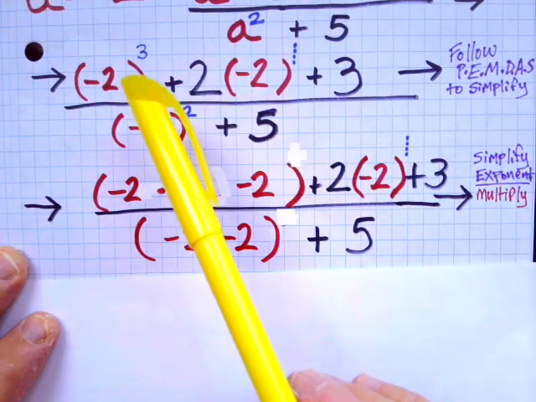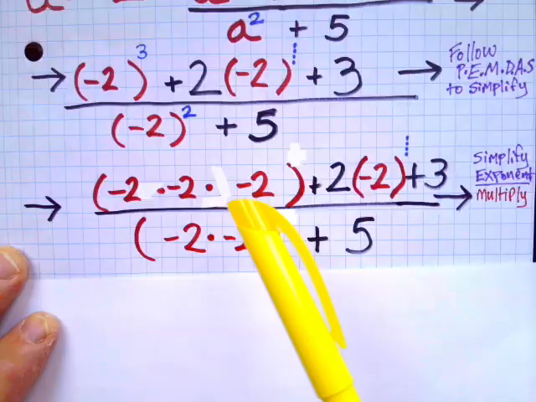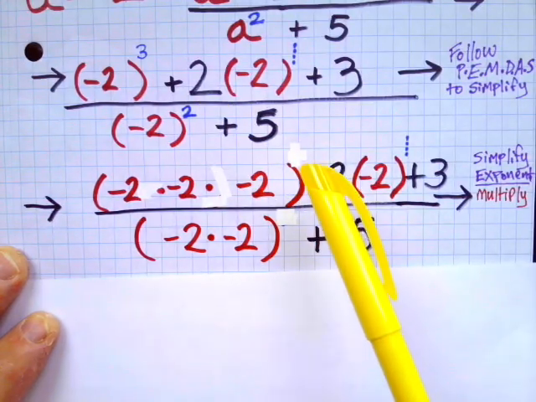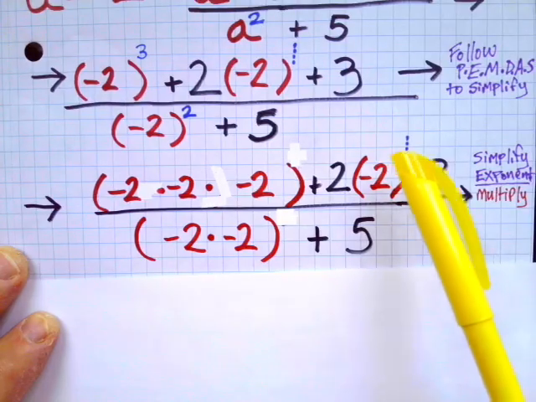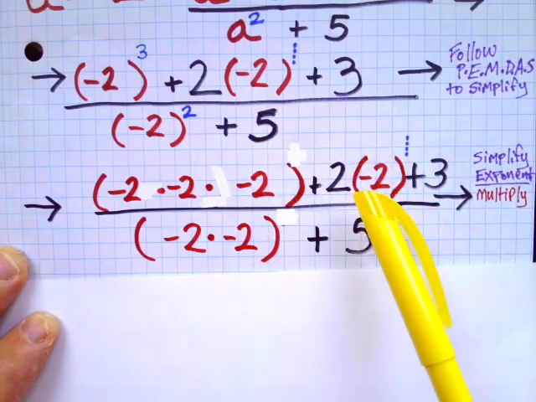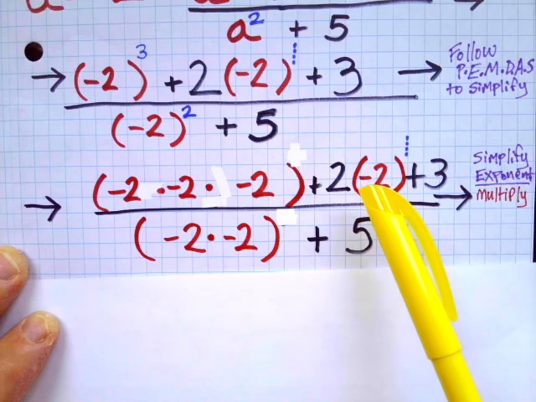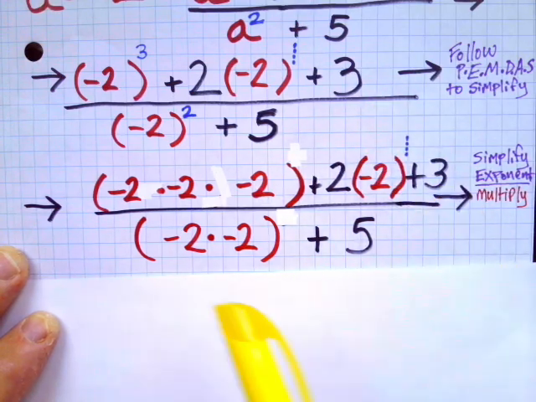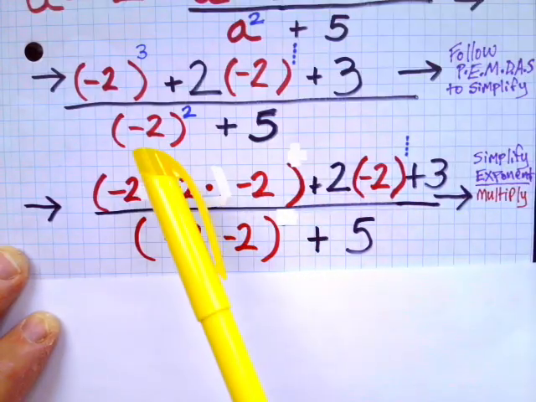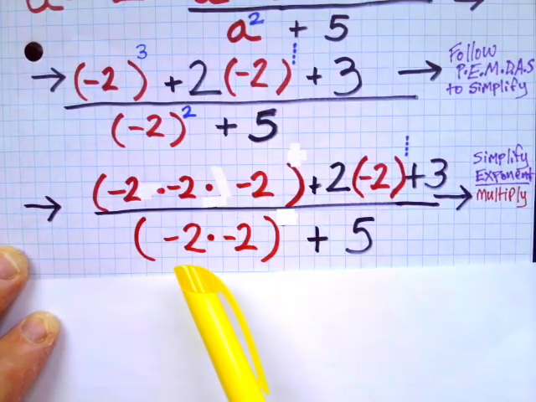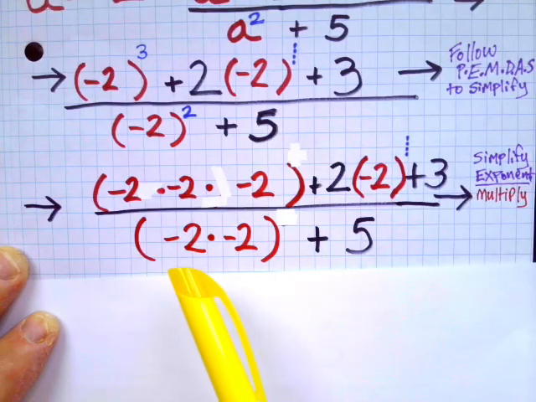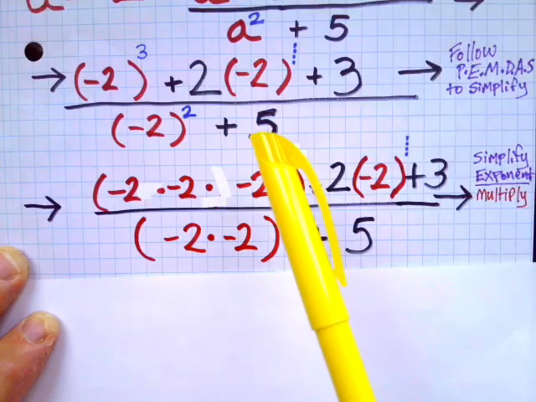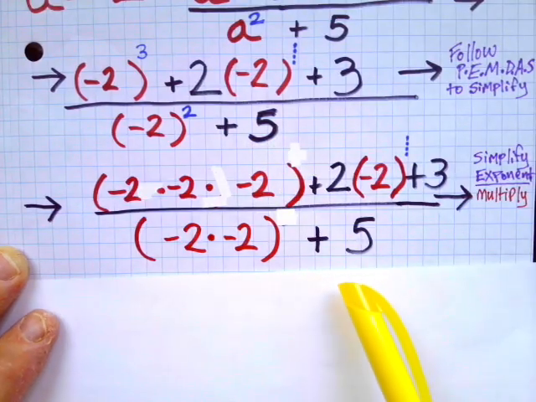So again, -2 to the third power is -2 times -2 times -2. I'm just going to rewrite that plus 2, and since there's not much I can do with the exponent to the first power, I'm just going to rewrite that -2. So this is plus 2 times a -2. Rewrite the plus and the positive 3, all divided by -2 to the second power. Again, reminder, we're working on simplifying exponents, so that is -2 times -2. I take that plus 5 and I just rewrite it.